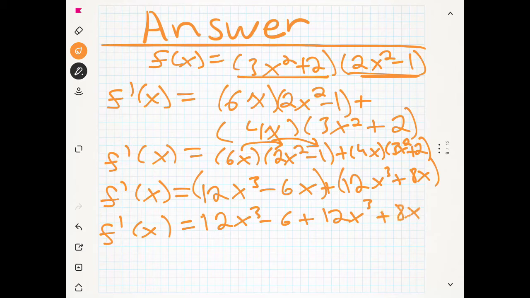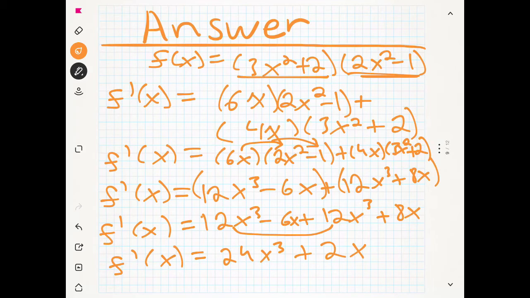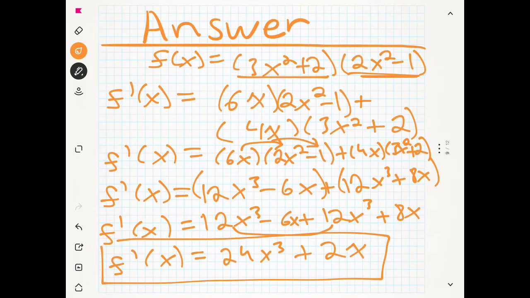All right, so now these two add up, right? So 12x cubed plus 12x cubed is 24x cubed, and oops, negative 6x, and then negative 6x plus positive 8x is just positive 2x, right? And that is it. That is the derivative of the product of these two functions, all right?